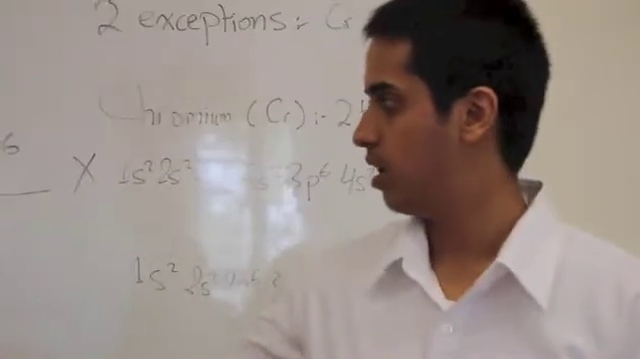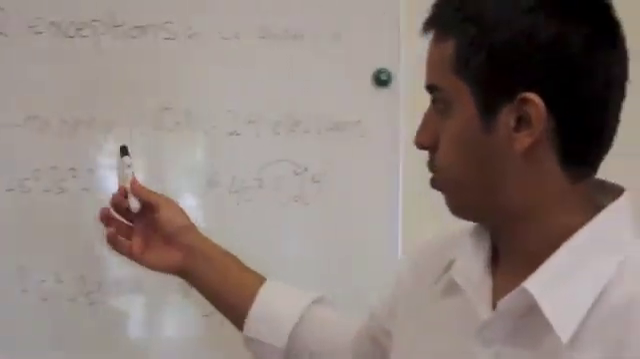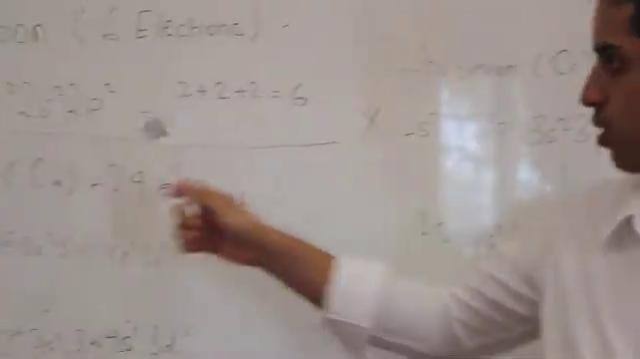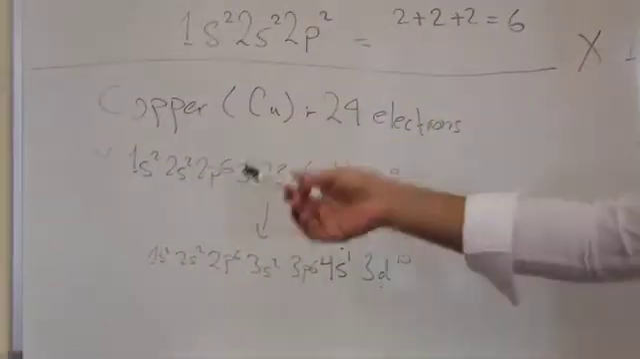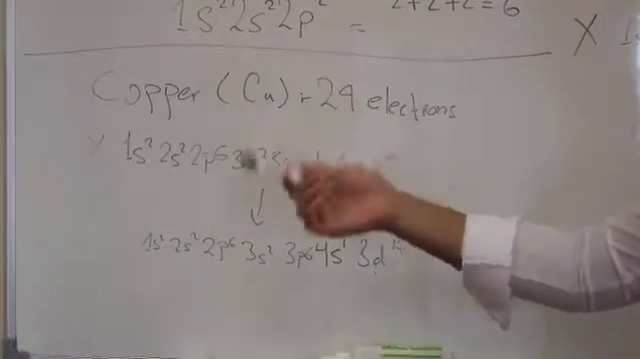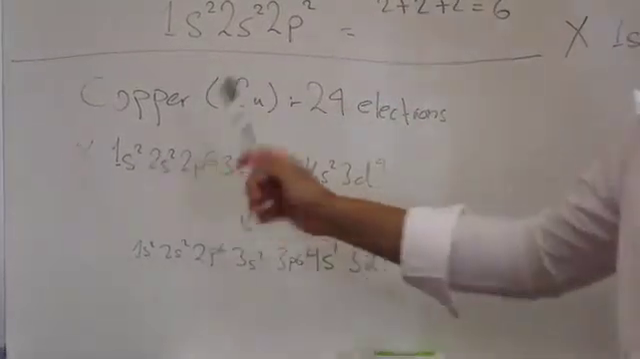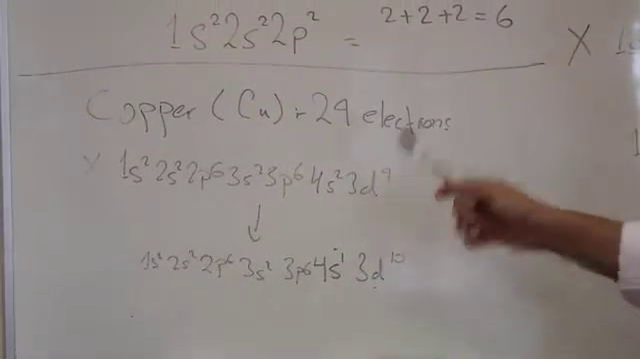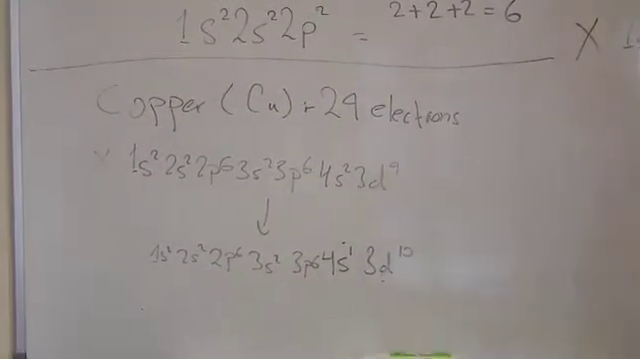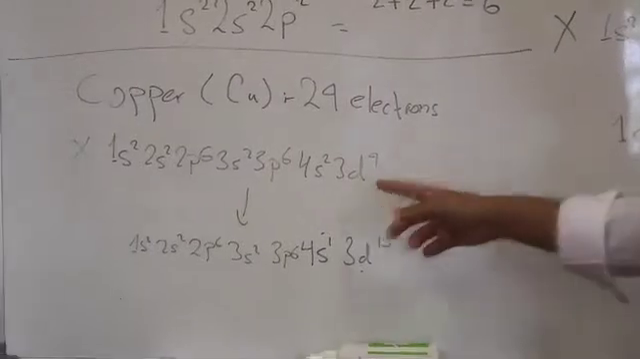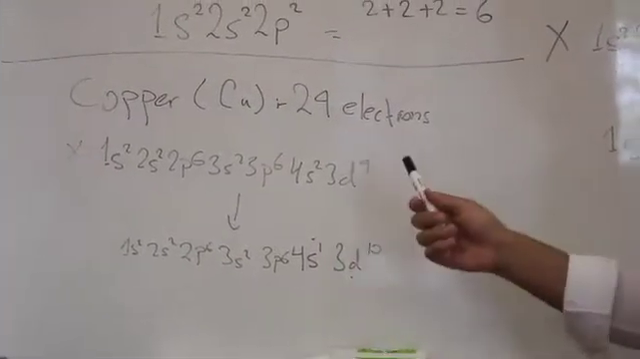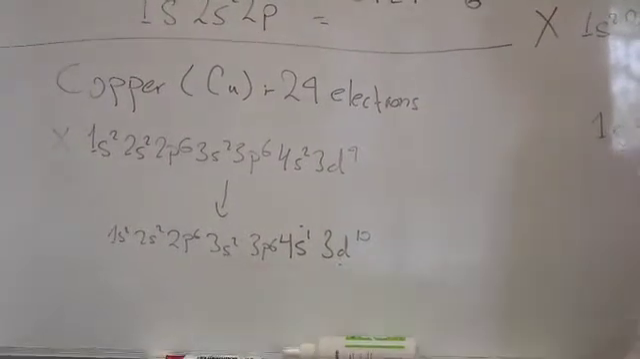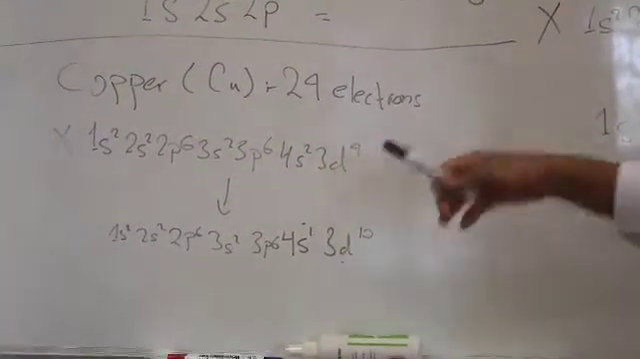So for the second exception, apart from chromium, we have copper, whose symbol is Cu. It has 29 electrons. So people would normally write the electronic configuration of it as 1s squared, 2s squared, going to 4s squared, and then 3d9. Because as I said earlier with chromium, the 3d has 9, which is 1 electron away from being fully filled. So what you need to do is the same as chromium.